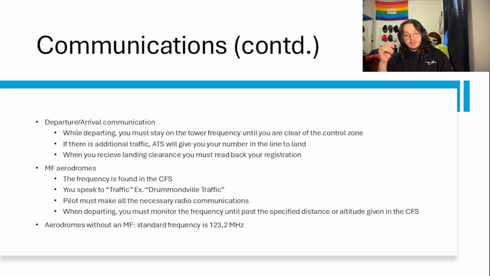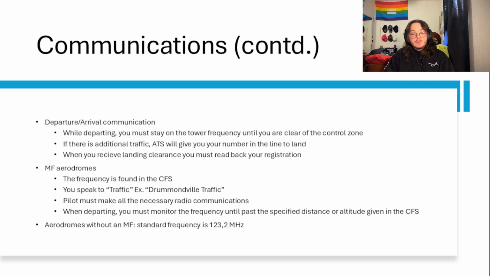If there's additional traffic, ATS will give you your number to land. What that means, let's say you want to land, and there's two other planes in front of you. You can't just land. ATS is going to say, for example, Alpha Delta Foxtrot, you are number 3 for runway 24. And then you'll have to say number 3, runway 24. This means you're the third person to land. Just remember, you will be given your number.